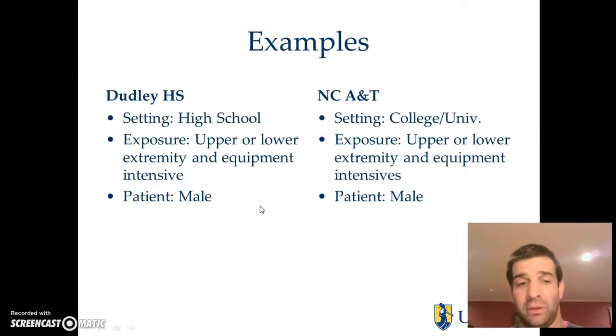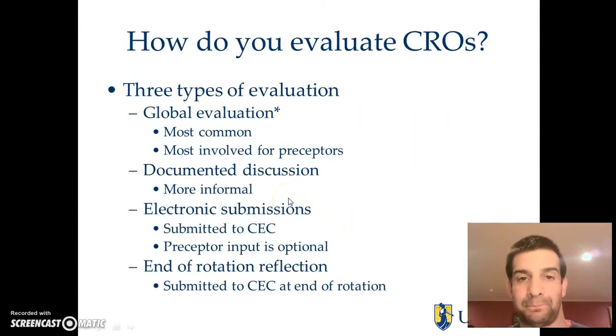So let's take an example of Dudley High School. The setting will be high school. The exposure is either upper or lower extremity and equipment intensive. If we're doing football in the fall, I can make that either upper or lower because they get equally injured there. And obviously being football will be a male population. Same thing with A&T, which would be basically the same thing because North Carolina A&T football is the same thing, except we changed the setting. So now it's college, university as opposed to high school. And again, each one's going to have specific objectives for them.